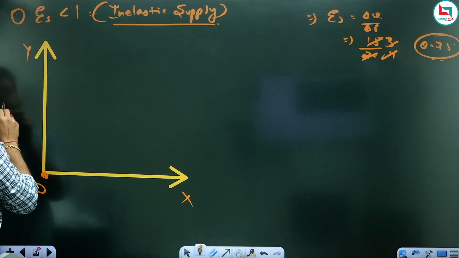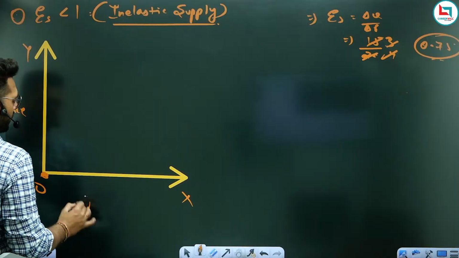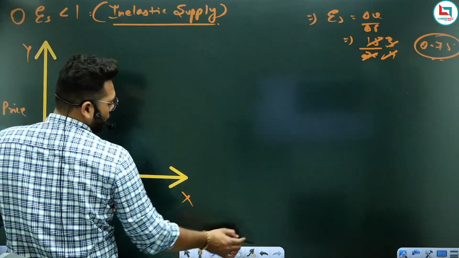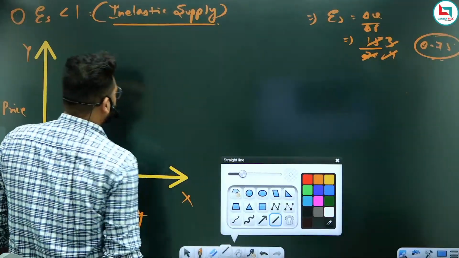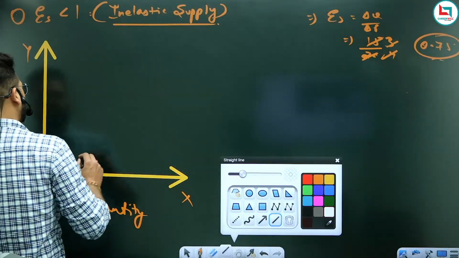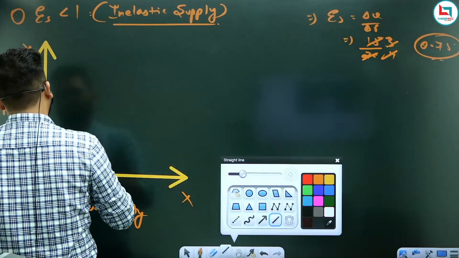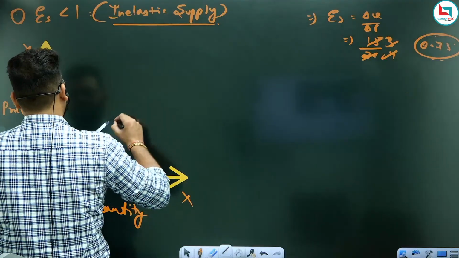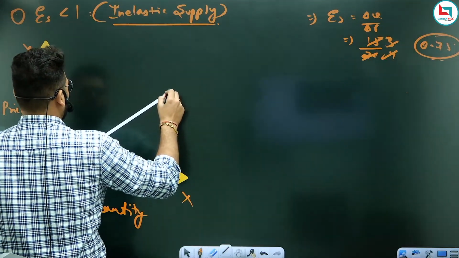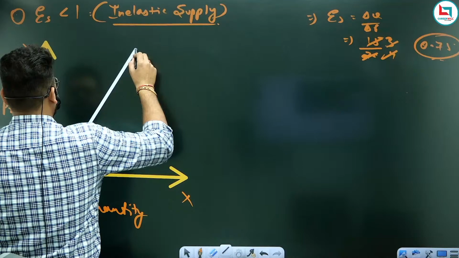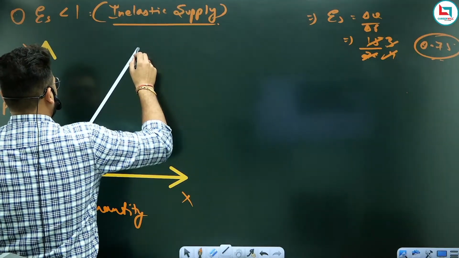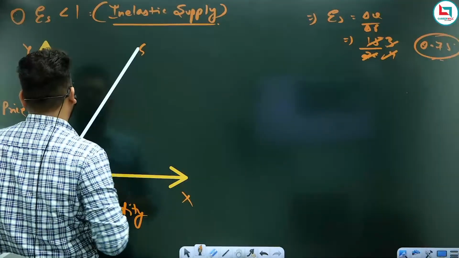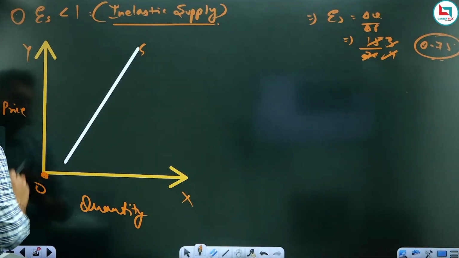On the y-axis is price and on the x-axis is quantity supplied, right? So what will be the curve of supply? It will be like this, a little bit like this. Yes, there is more change in price.